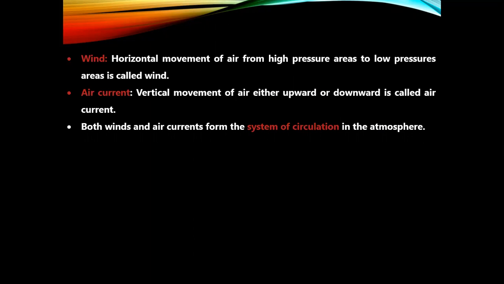Here we discuss the two terms, wind and air current. Wind, the horizontal movement of air from high pressure areas to low pressure areas, is called wind. Air current, vertical movement of air either upward or downward, is called air current. Both winds and air currents form the system of circulation in the atmosphere.